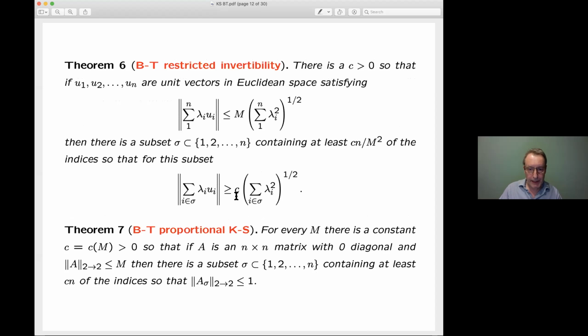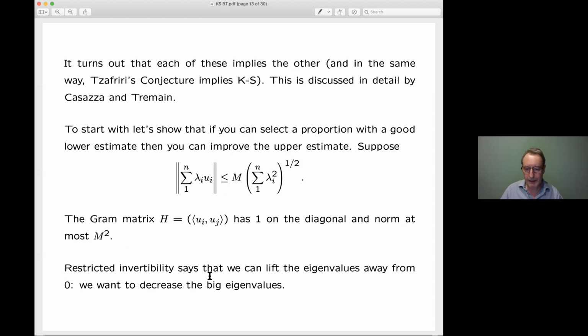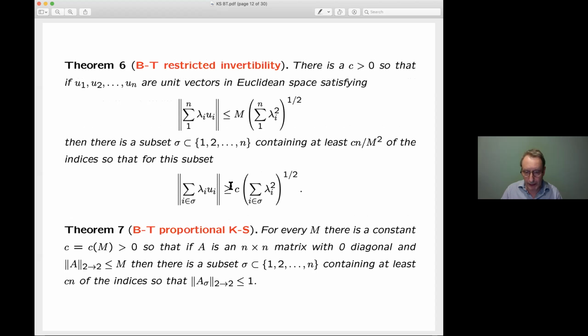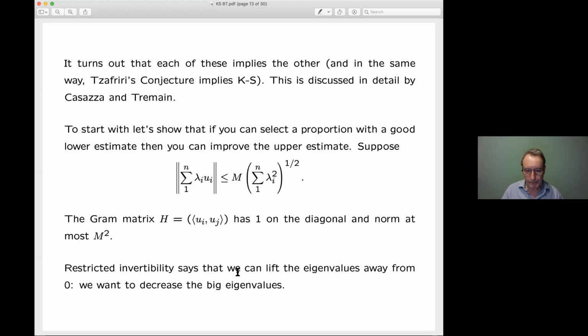And the previous theorem, Theorem 6, tells me that I can lift these eigenvalues away from 0. Okay, so this restricted invertibility says that by selecting a proportion of the vectors, I can lift the eigenvalues away from 0. These vectors might not be linearly independent. This matrix is positive semi-definite, but there's no guarantee it's positive definite, let alone that the eigenvalues are a significant distance away from 0. But what this theorem says is that I can lift them up to at least c squared. Okay. And what I want to do is decrease the big eigenvalues, right? I want to improve the upper estimate. So I know that by selecting a proportion, I can lift the small eigenvalues. I want to know that by selecting a proportion, not necessarily the same proportion, I can decrease the big eigenvalues.